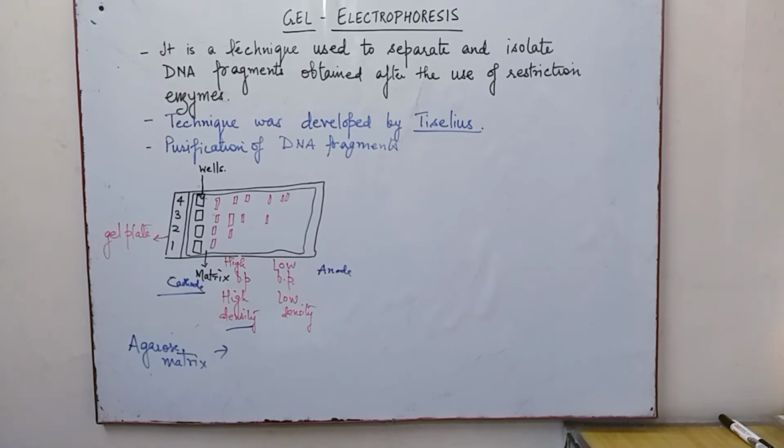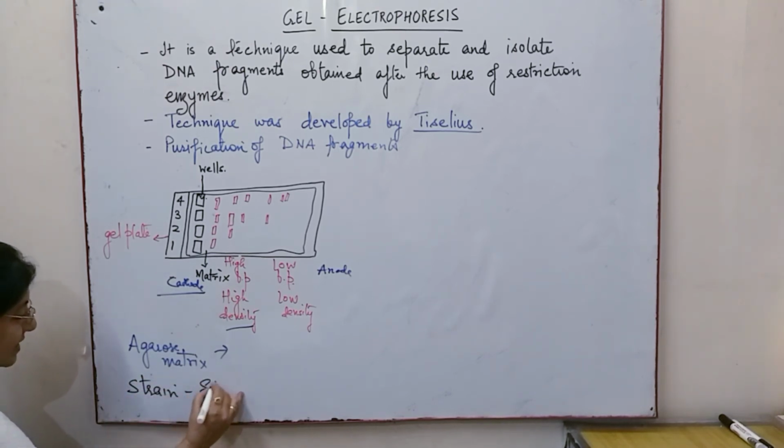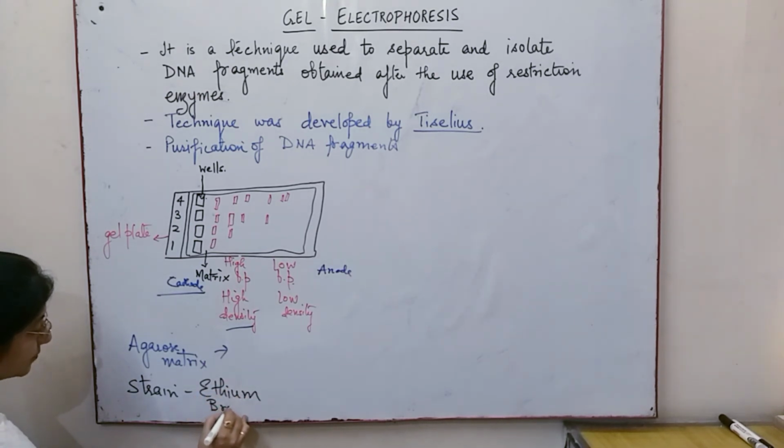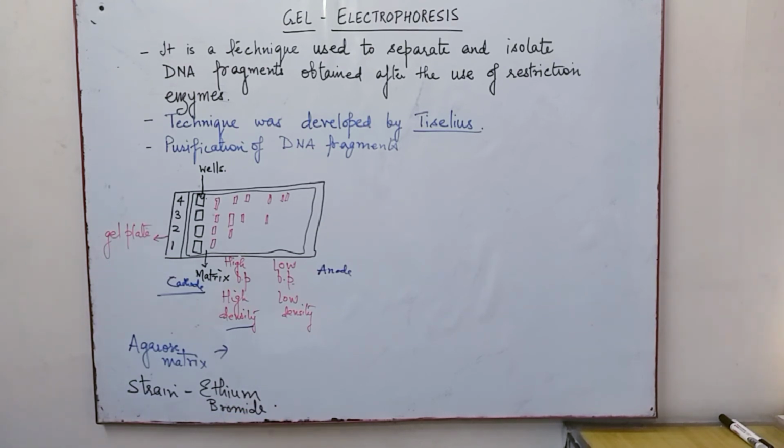Now these separated DNA fragments can only be observed after staining, because the fragments obtained by the action of the restriction enzyme are comparatively very small. So first they have to be stained, and the stain which is used is ethidium bromide. It gives a fluorescent color. So the DNA is stained with fluorescent dye, that is ethidium bromide, and it is exposed to UV light, ultraviolet radiation. The DNA which is stained appears as bright orange colored bands.